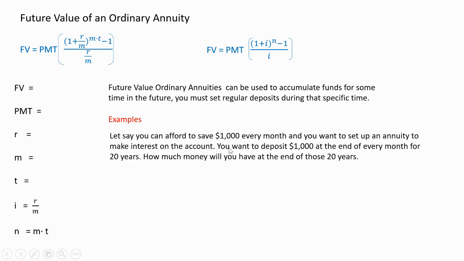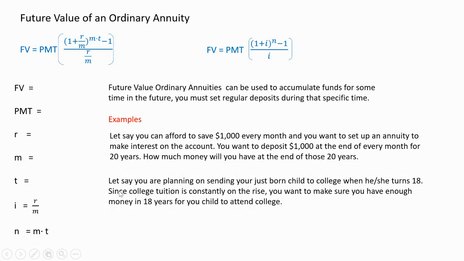Okay, you can save $1,000 every month, and you want to set up an annuity to make interest on the account. You want to deposit $1,000 at the end of every month for 20 years. How much money will you have at the end of 20 years?